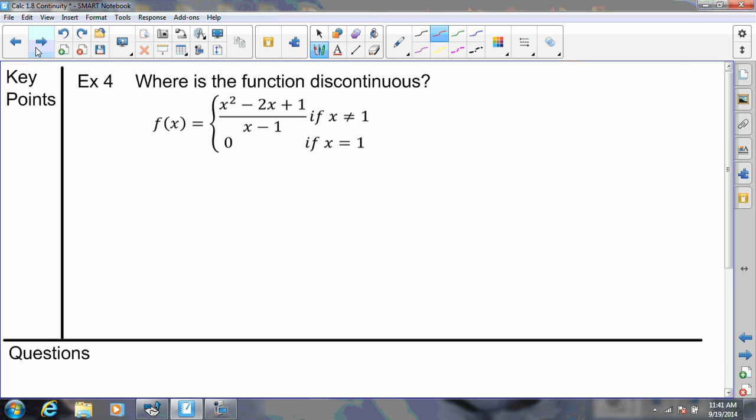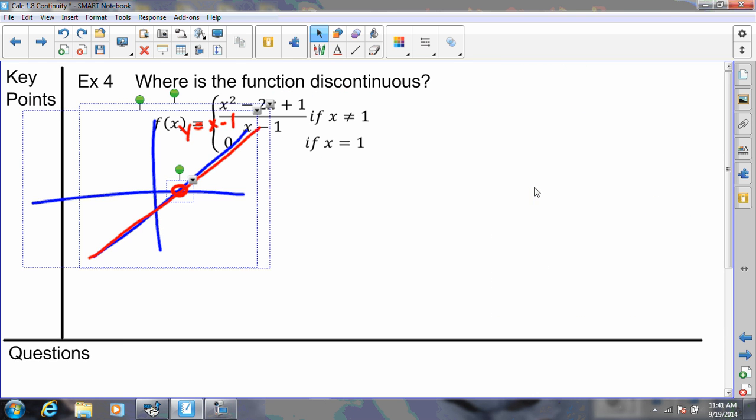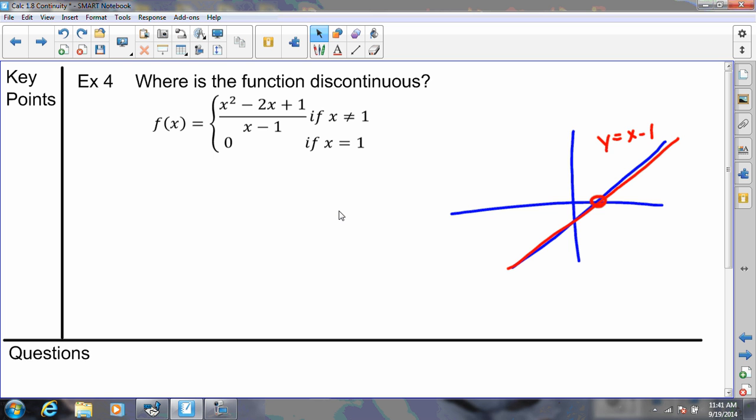Number 4, where is this discontinuous? We have another piecewise defined function, but I want to point something out to you. Is this piece looking familiar? Yeah, we just did that one right here. And because I don't want to take a bunch of extra time, I'm going to copy it. Voila. This is the graph for the top. Actually, I want to match the colors. Now, if x equals 1, the height has to be 0. So we'll plug that in.